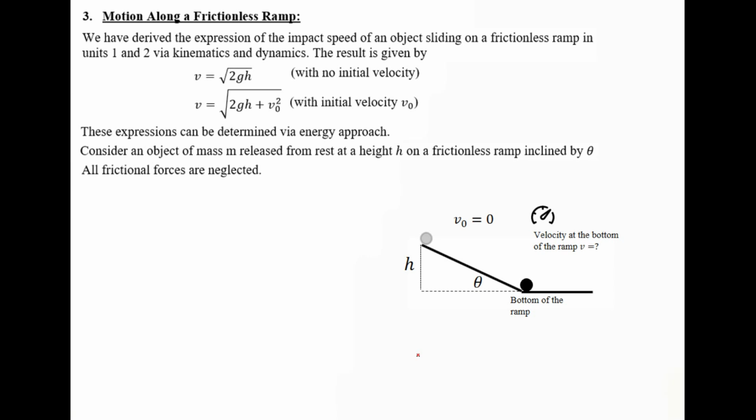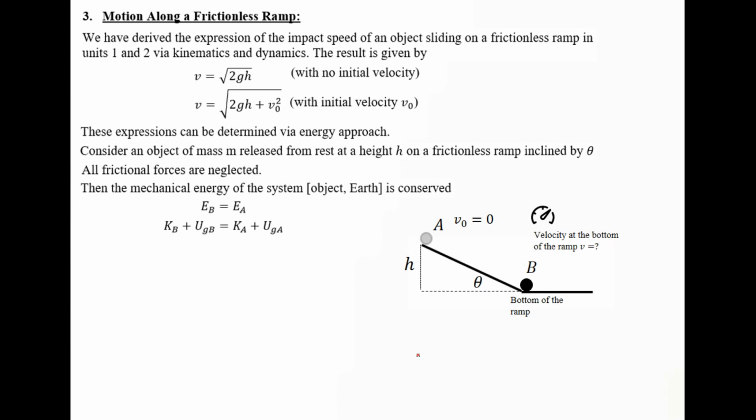If all frictional forces are neglected, then the mechanical energy of the system is conserved. We will consider 2 points, A at the top and B at the bottom, and we will say that energy at B is equal to energy at A. What types of energy do we have? We have a combination of kinetic and gravitational potential energy. The energy of the spring can be ignored because we have no springs.